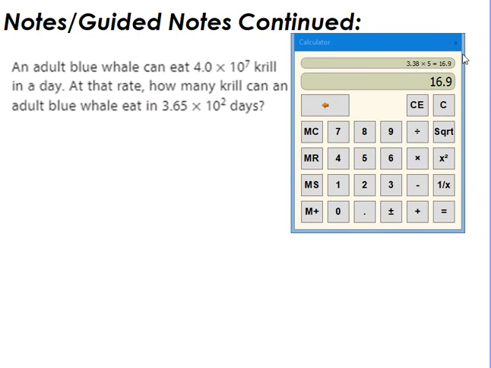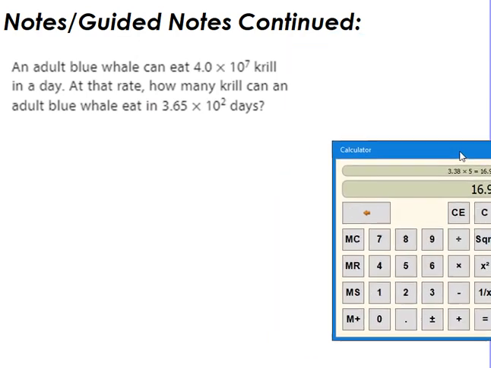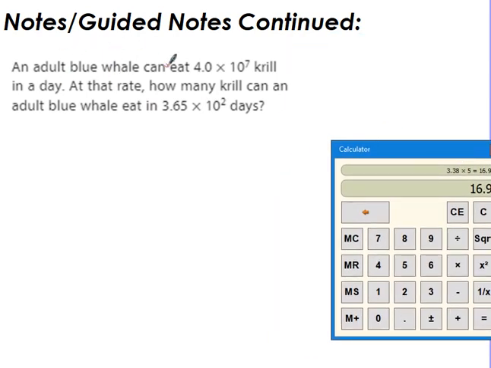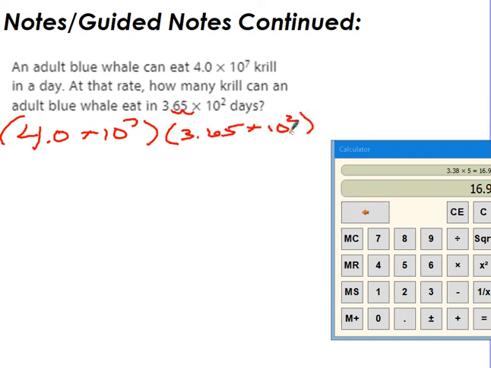Okay. So you might have some word problems. Something like this: an adult blue whale can eat 4.0 times 10 to the 7th krill in a day. That's a lot of krill. At that rate, how many krill can an adult blue whale eat in 3.65 times 10 to the 2nd power days? That'd be 365 days if I were to take this out of scientific notation. So all we're gonna do is multiply this many times this many days. So really it's 4.0 times 10 to the 7th, and all of that is going to be multiplied by 3.65 times 10 squared.